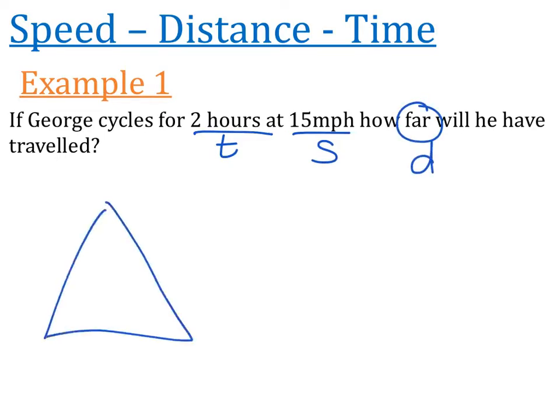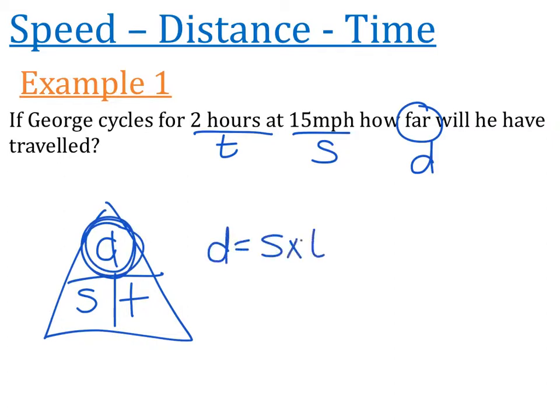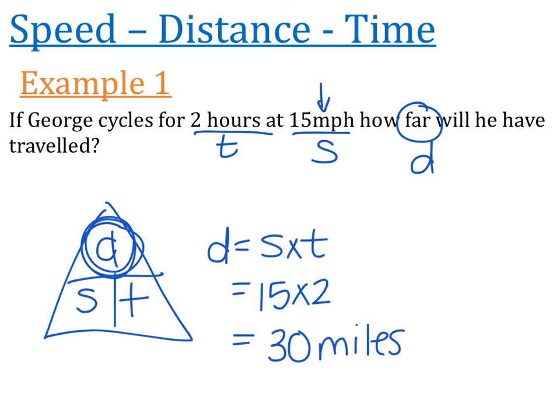So again, I'd always say to draw the triangle to begin with. Speed is distance over time. We are looking to find distance. So distance is speed times by time, which is 15 times by 2. So George will have cycled 30. Now we're looking for a distance. This M here tells me that it's going to be miles. Sometimes you do need to go back and look in the question to find out what your units are going to be.